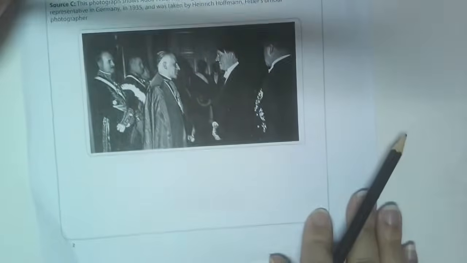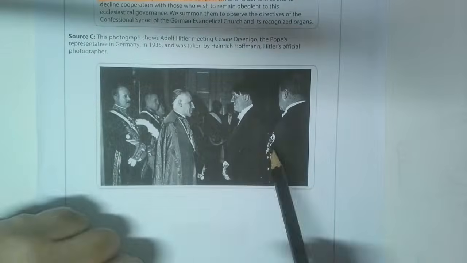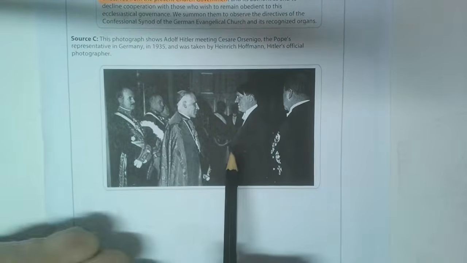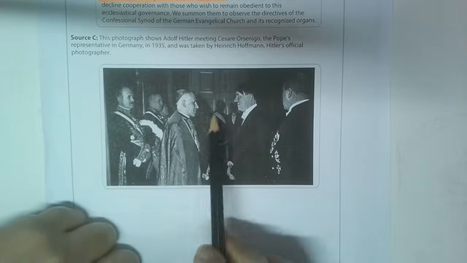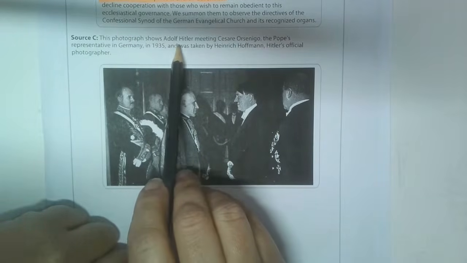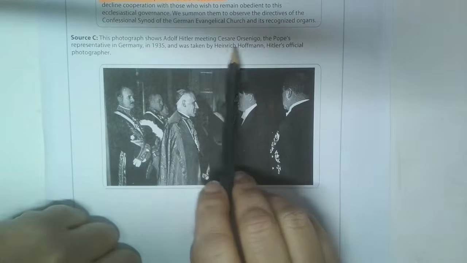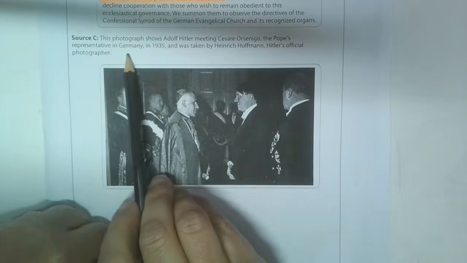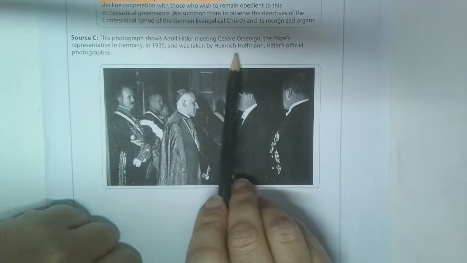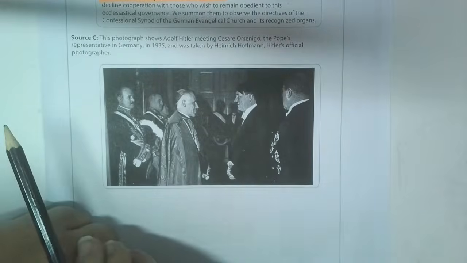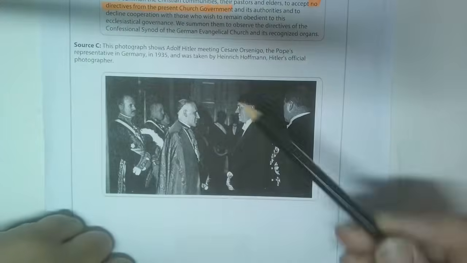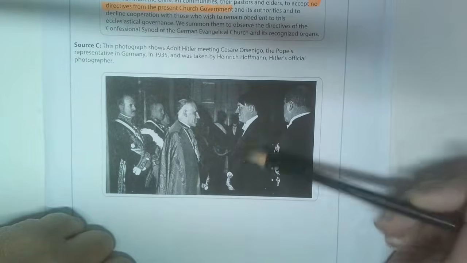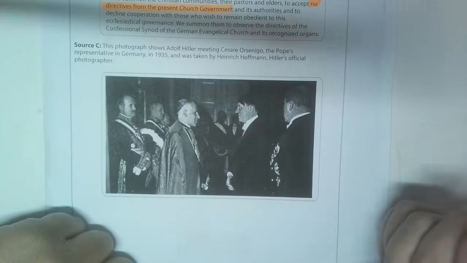Okay, let's have a look at the second source. Now this one, I'm pretty sure you will recognise this picture. It's a very famous picture, and it's pretty much in every single textbook. This photograph shows Adolf Hitler meeting Cesare Orsenigo, I can never say his name, the Pope's official representative in Germany in 1935, and was taken by Heinrich Hoffmann, Hitler's official photographer. And it's a pretty straightforward picture, isn't it? It's the Pope's representative meeting with Hitler. They're smiling. They look very friendly. It shows them looking pretty chummy together.